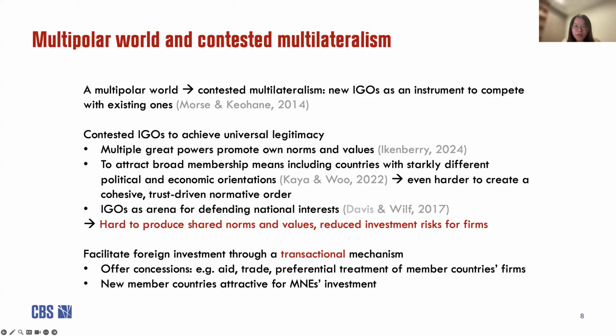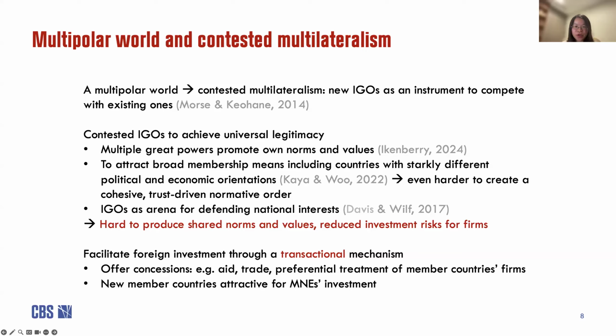And in a multipolar system, as the last reason, IGOs may increasingly act as arenas for defending national interests instead of being a platform for norm distribution. So combining all these reasons, it's very hard to produce shared norms and values like the pre-existing institution IGOs. So it's hard to reduce the investment risk for multinational firms.